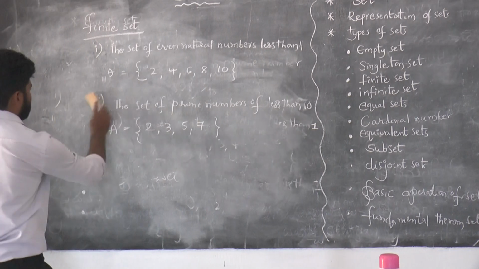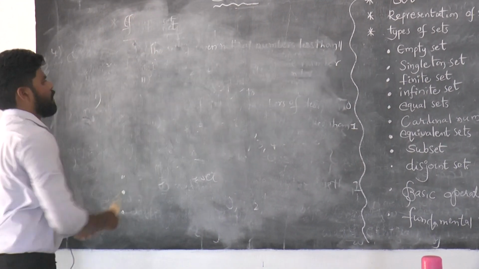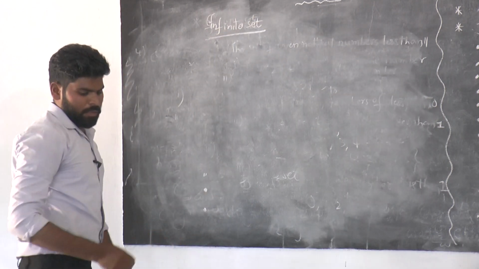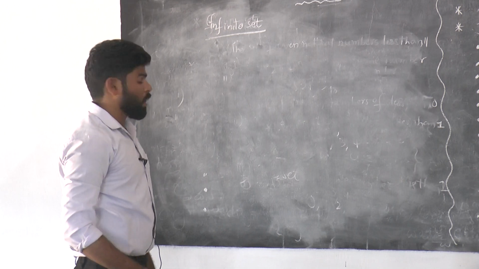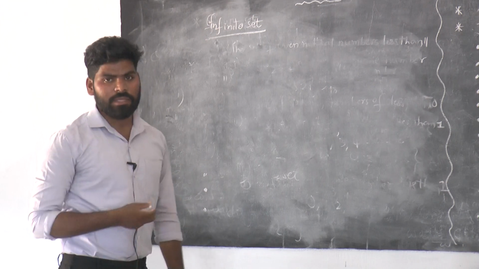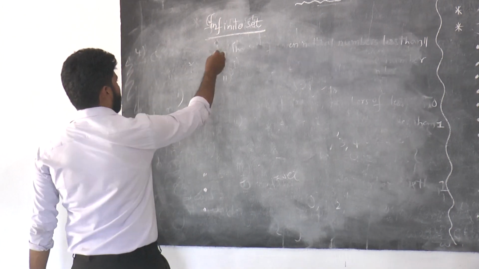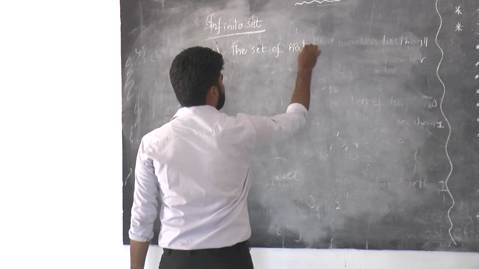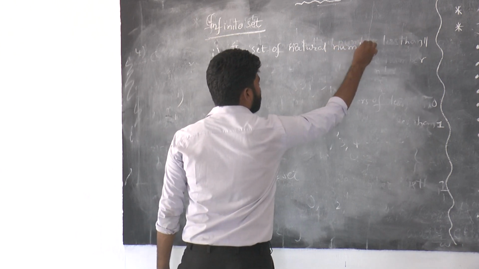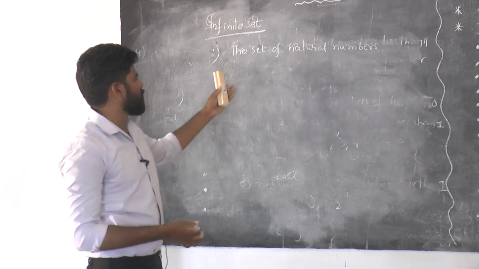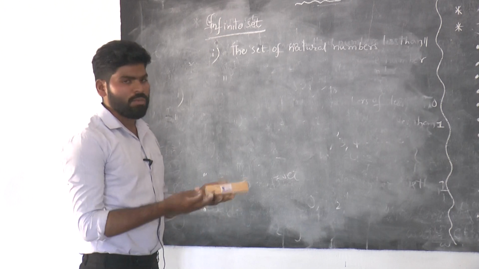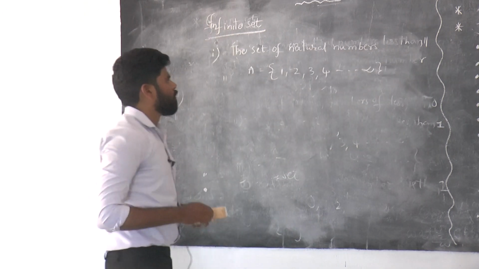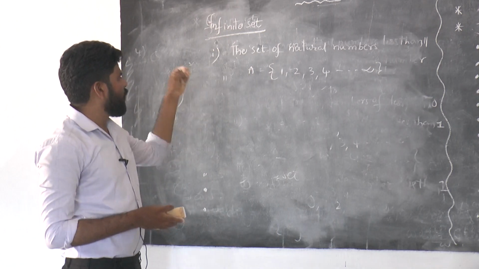Next, infinite set. The opposite of finite. So we are unable to count the elements in the given set. For example, the set of natural numbers. Natural numbers start with 1, 2, up to infinity. There is no end. The set A is equal to 1, 2, 3, 4, up to infinity. There is no end. That's why that belongs to infinite set.